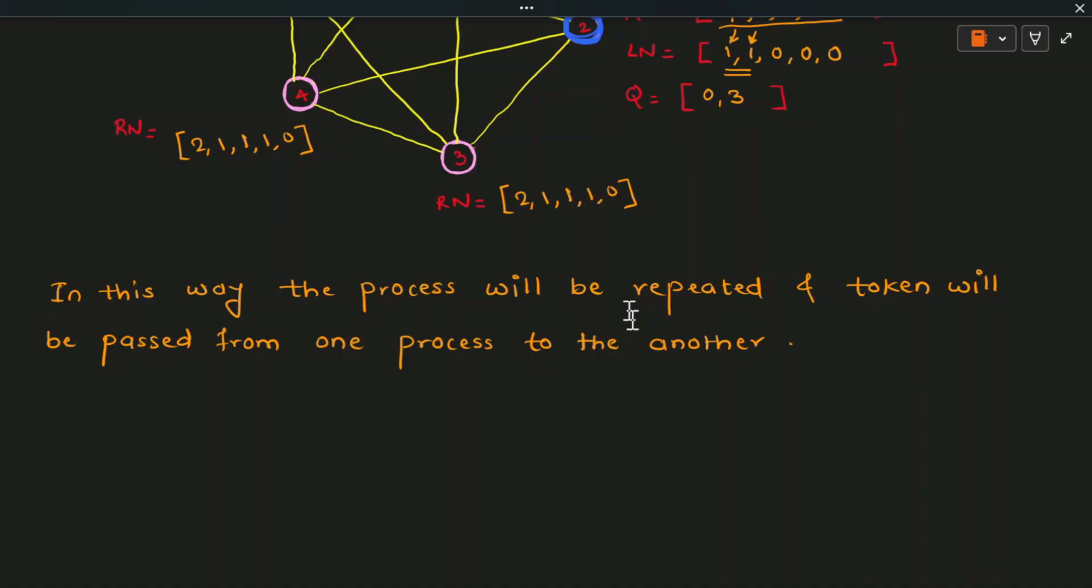So this is the Suzuki-Kasami algorithm, where the sites work in a distributed environment. The site which has the token will execute the critical section. Other sites which do not have the token and are interested in executing the critical section need to wait for the token. Once they get the token, then they can execute the critical section.